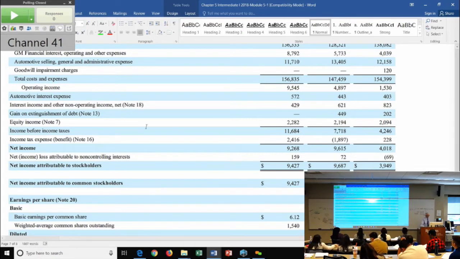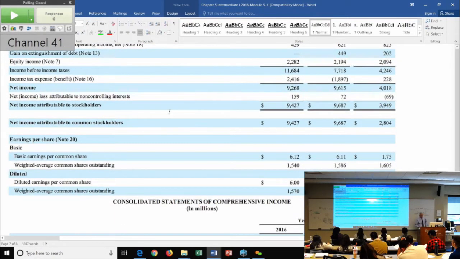It's going to be both basic and diluted EPS, and that is on net income only. We don't have any other components here. Does anyone know the difference between basic and diluted EPS? Anyone see this before?